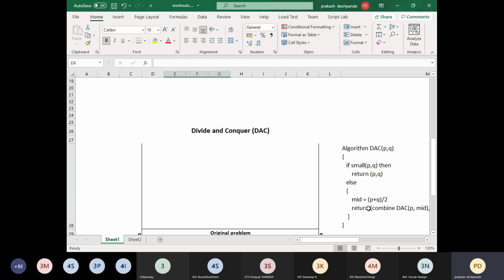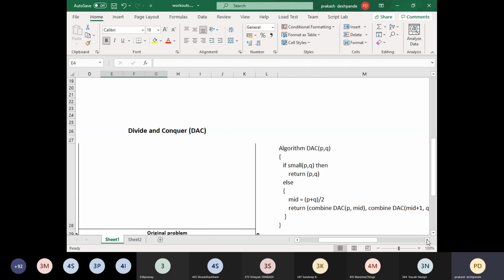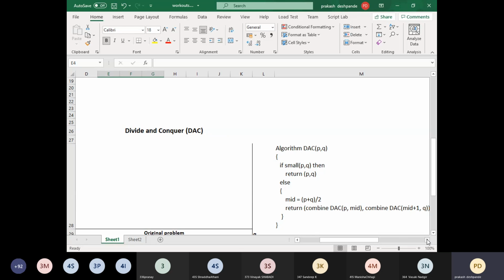Then recursively call the given algorithm once again with two different sets of values. The first set of values will be P comma mid, that is the first half. The second set of values will be mid plus 1 and Q. With these two sets of values, recursively call the same algorithm. And once we get the solutions for the recursively called algorithms, combine those solutions to make it a solution for the given problem.